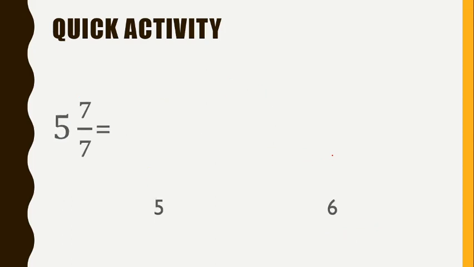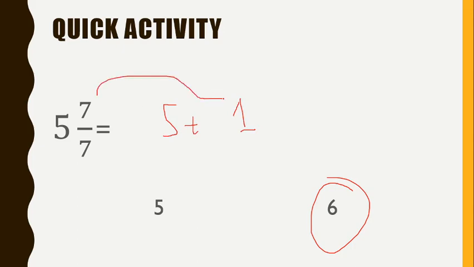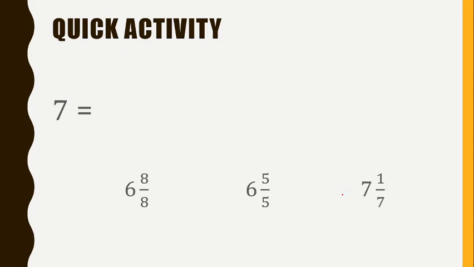Okay. The next one. 5 7/7. The answer is 6. Same also. 7/7 is equal to 1. 5 plus 1. 7/7 is equal to 1. So 6. Another one. 7.